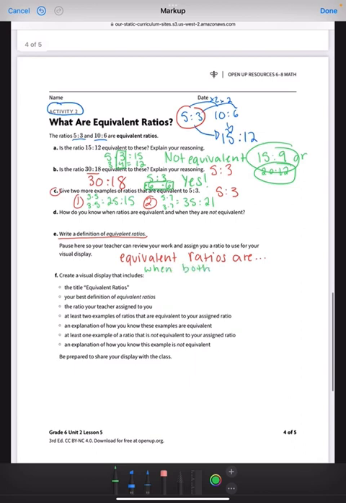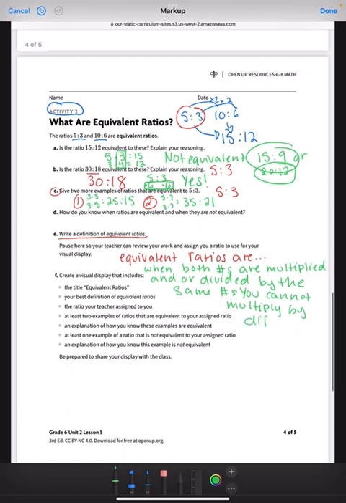both numbers are multiplied and/or divided by the same number. You cannot multiply by different numbers. Always has to be the same number.